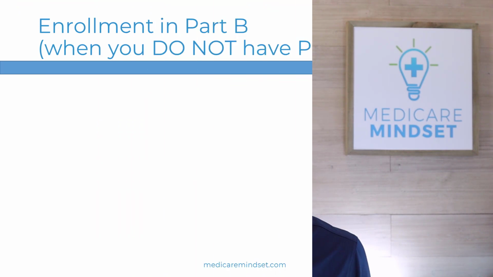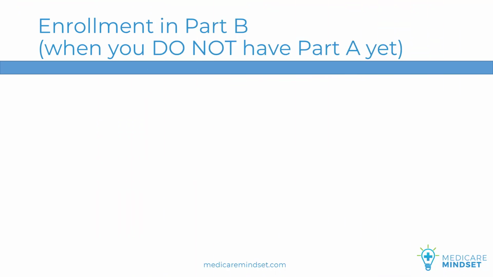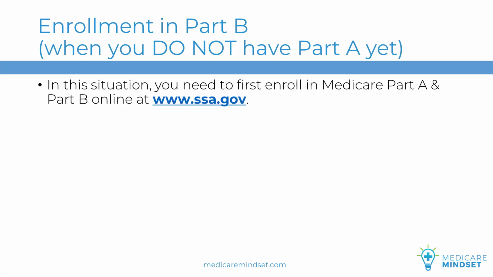But what if you haven't enrolled in any Medicare yet and need to enroll in both Part A and Part B? Let's take a look. When you haven't enrolled in any Medicare, the enrollment process must first start online. You'll complete the Medicare-only application online at ssa.gov, and then you'll turn in the same 2 forms as mentioned in the previous scenario. But don't upload the forms like we detailed previously. This is a different process.